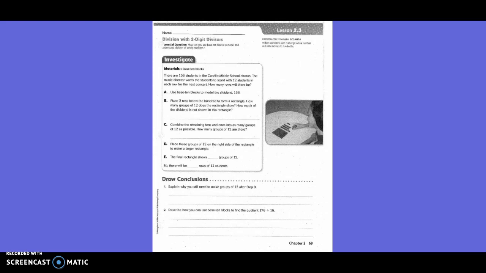All right. So what they're saying is you have a flat, and you're going to divide by 12. So you're going to have your flat, and then you're going to have 2 longs right here, right? Because in that flat, there's how many rows? 10. And then you have to add 2 of those over here to make it 12, right? Okay. So now what do you have left?